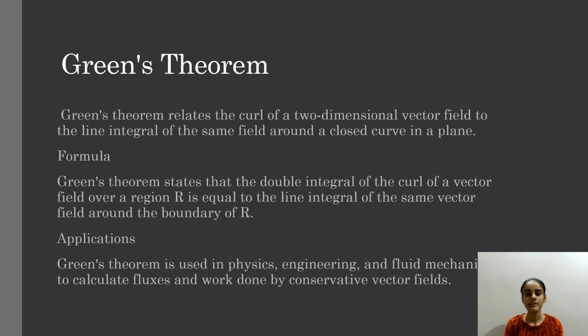Green's theorem. Green's theorem relates the curl of a two-dimensional vector field to the line integral of the same field around a closed curve in a plane. Formula. Green's theorem states that the double integral of the curl of a vector field over region R is equal to the line integral of the same vector field around the boundary of R. Applications. Green's theorem is used in physics, engineering, and fluid mechanics to calculate fluxes and work done by conservative vector fields.